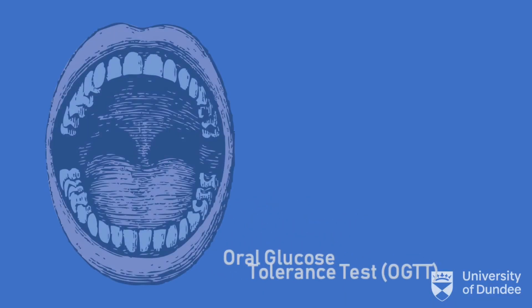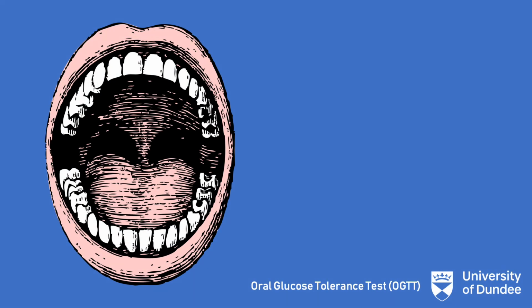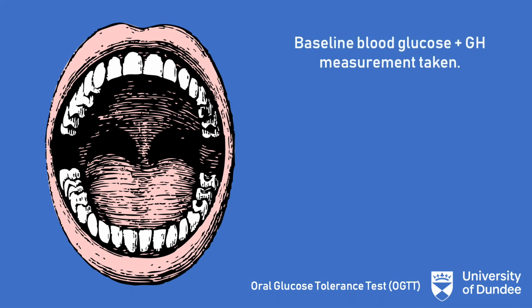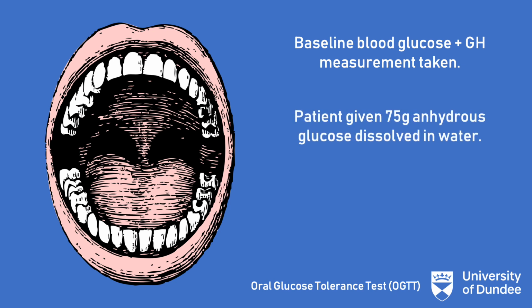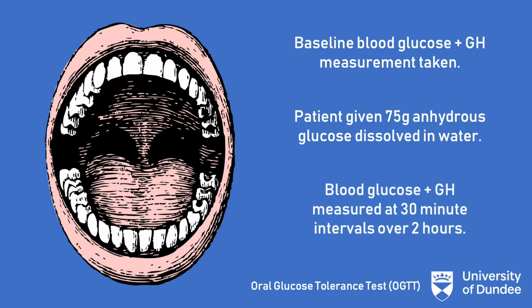The oral glucose tolerance test for acromegaly should not be mistaken for the test that is used in diabetes mellitus, although similar. In testing for acromegaly, a baseline blood glucose and growth hormone sample is first taken, and the patient is then given 75 grams anhydrous glucose dissolved in water. Over the next 2 hours, at 30-minute intervals, the level of growth hormone and glucose in the blood is measured.